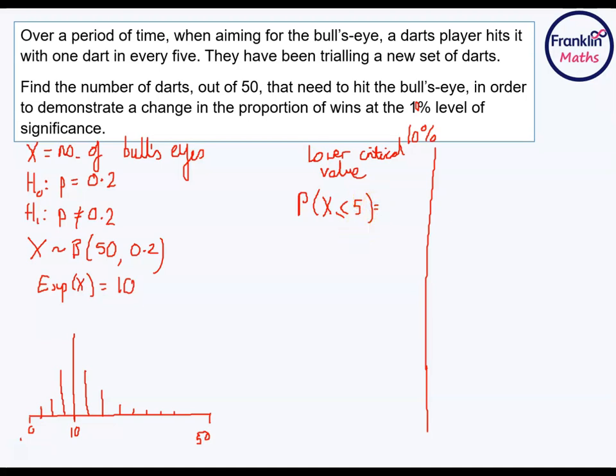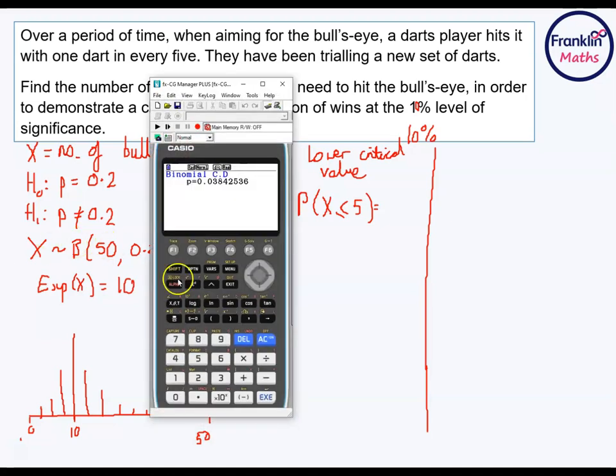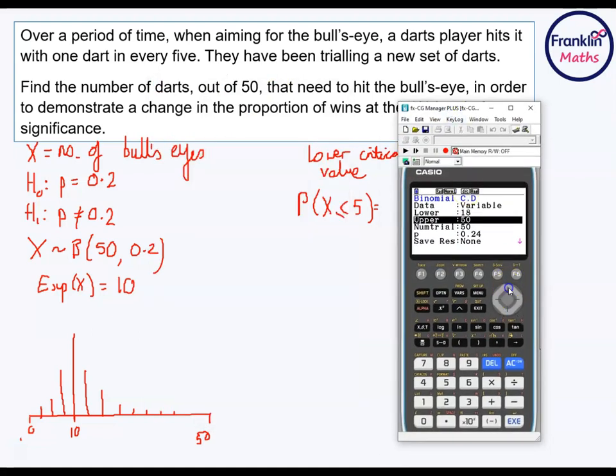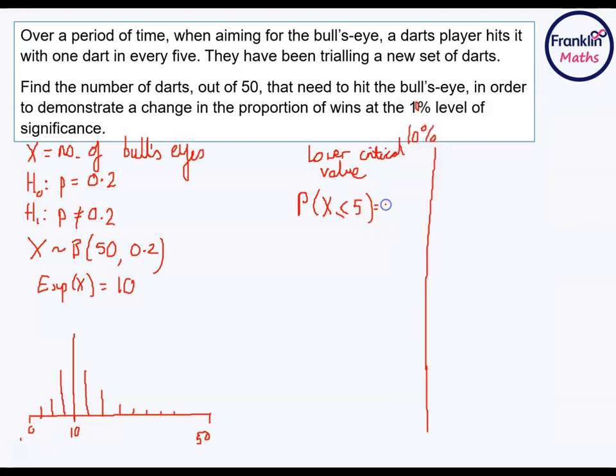I'm going to just chuck the percentages straight away. So grab the calculator. Let's have a look. My lowest value is going to be 0. The upper in this case is going to be 5. Number of trials is still 50, and my p-value is 0.2. And we've got 4.8%. That's pretty good. So that would be in the rejection region. So I just need to check that 6 isn't in there as well. I suspect it's not.